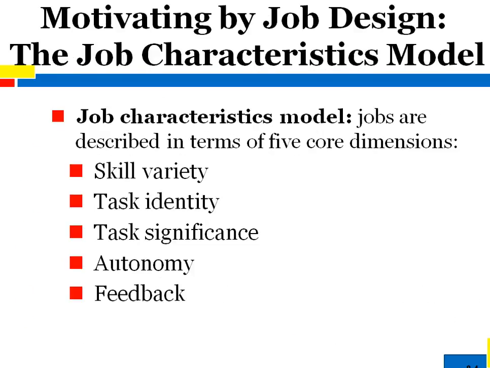Okay, so let's start with motivated by job design, the job characteristics model. So the job characteristics model looks at describing any job in terms of 5 core job dimensions. These job dimensions include skill variety, which is the degree to which a job incorporates a number of different skills and talents. Task identity is another dimension that looks at the degree to which the job requires the completion of a whole and identifiable piece of work.